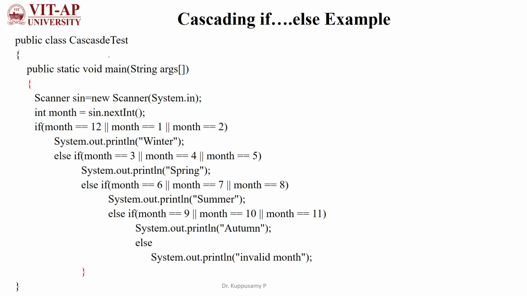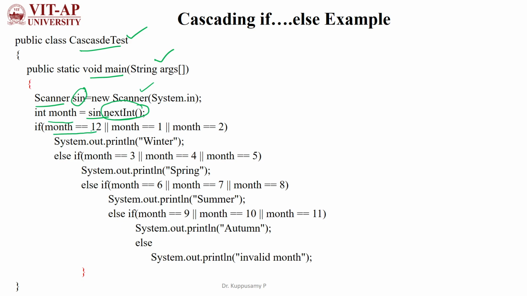Here the CascadeTest class is created, then the main method, where the command line arguments are passed as a string data type. Then I am getting the user input by using the Scanner class. Here sin is the object we created using the Scanner class, and using that sin I am getting the input value, which is an integer assigned to the variable month.